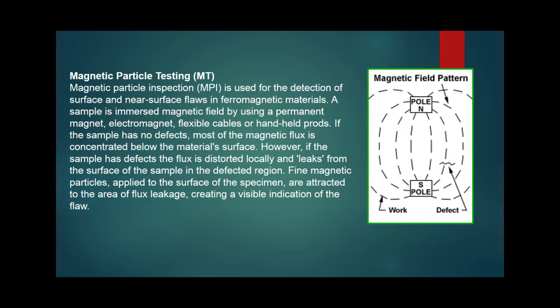Simultaneously, visible ferrous particles are applied to the test surface. The presence of a surface or near surface flaw in the material causes distortion in the magnetic flux, which in turn causes leakage of the magnetic field at the flaw. The magnetic particles are then attracted to that surface field, and you can see in our diagram how the flaw is detected by the shape that's created by the magnetic particles.